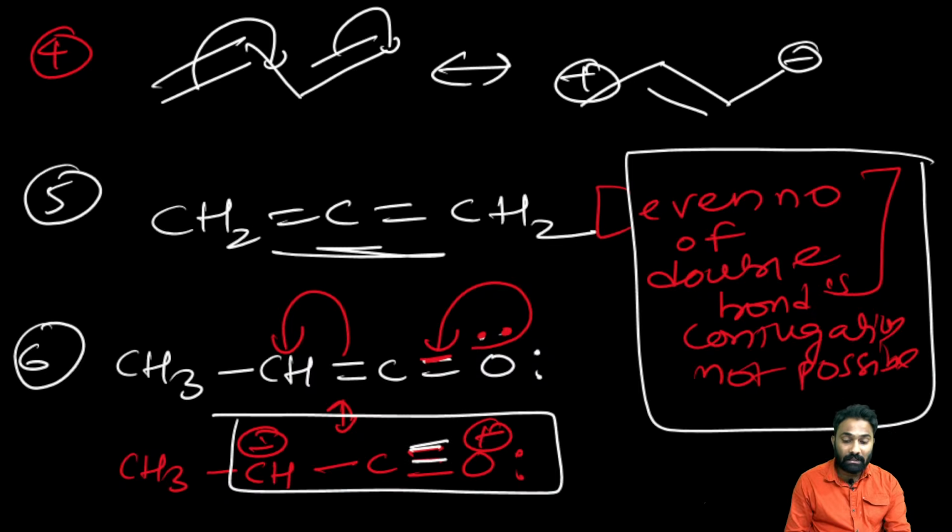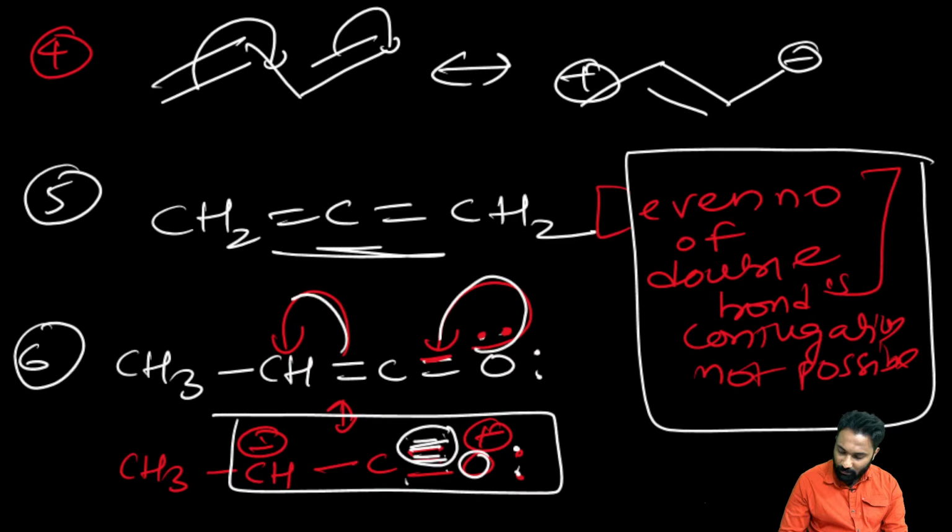For resonance stability in any compound, I already explained very clearly: in the resonating structure which is more stable, first the more the number of double bonds it should have, and after that the octet. Now you see, this oxygen octet is completed, 1, 2, 3, 4, 5, 6, 7, 8, and more double bonds are there. Clear? Here in this case resonance will happen.